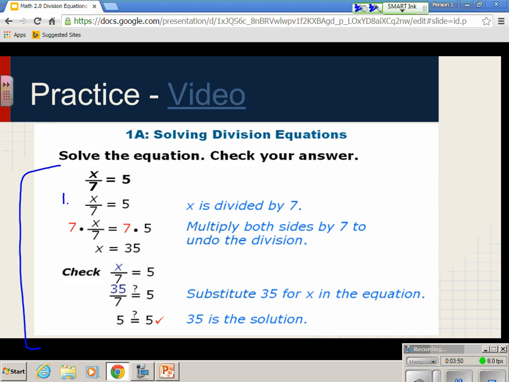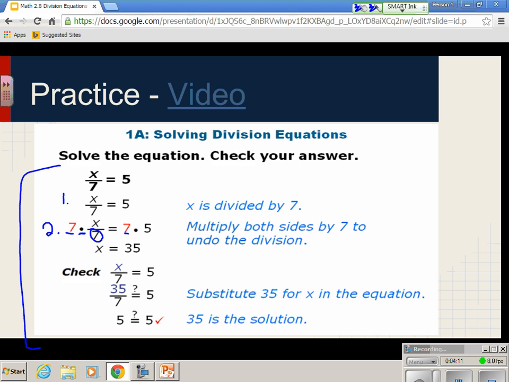Find the number next to the variable, which is x, and that is 7, the number next to the variable. So we have 7 here. So how do we get rid of a division by 7? We multiply by 7. And what you do to one side, you've got to do to both. So the second step is to multiply both sides by 7.